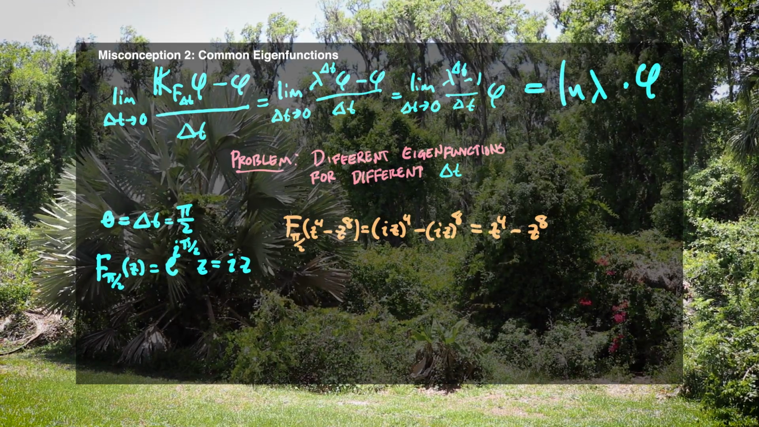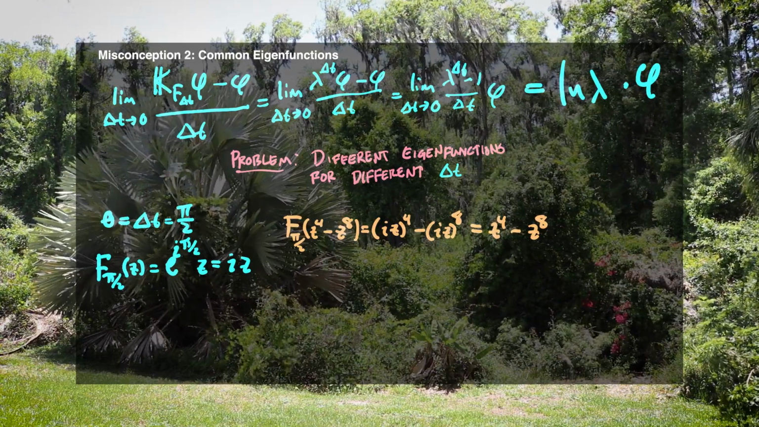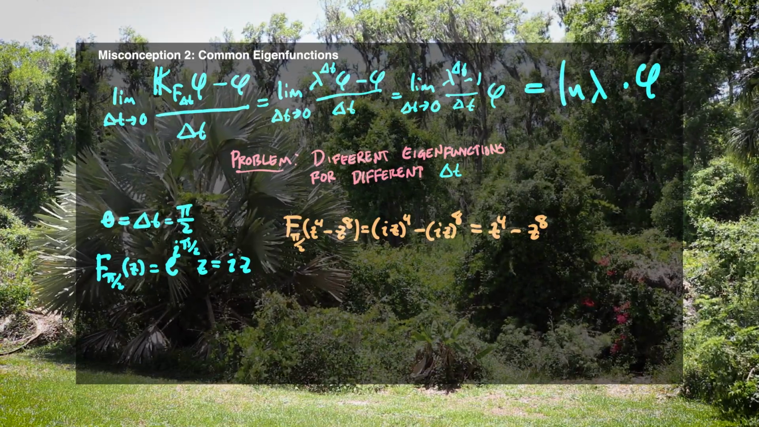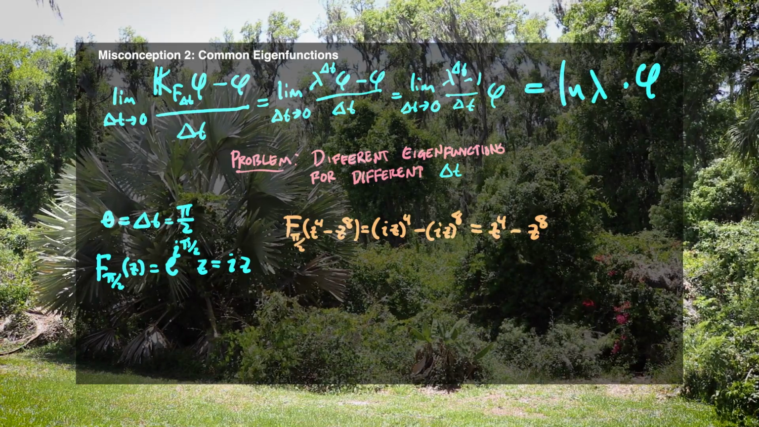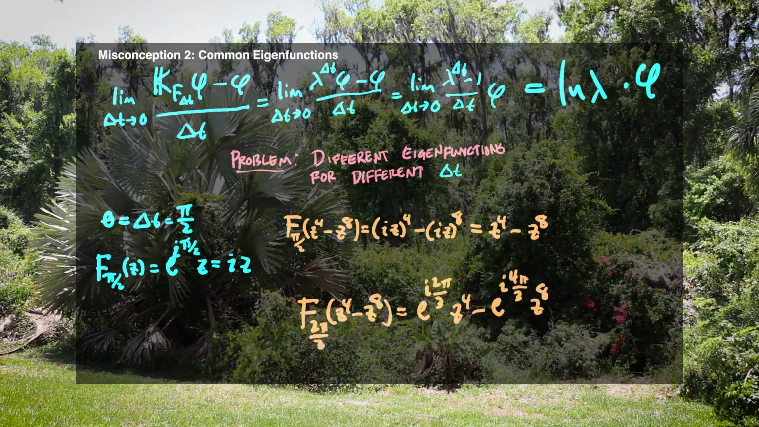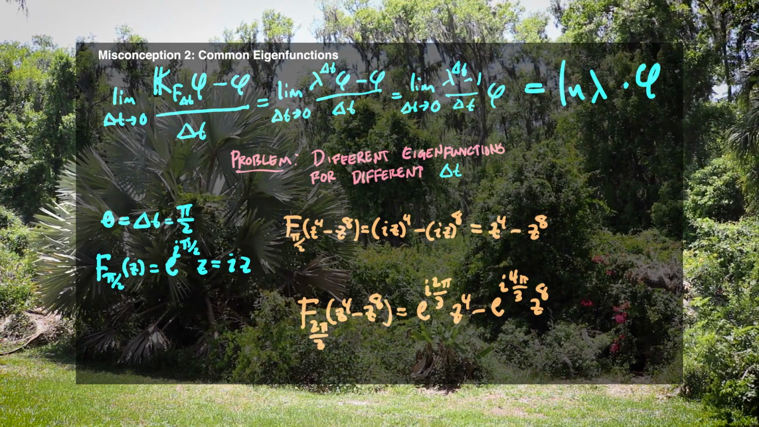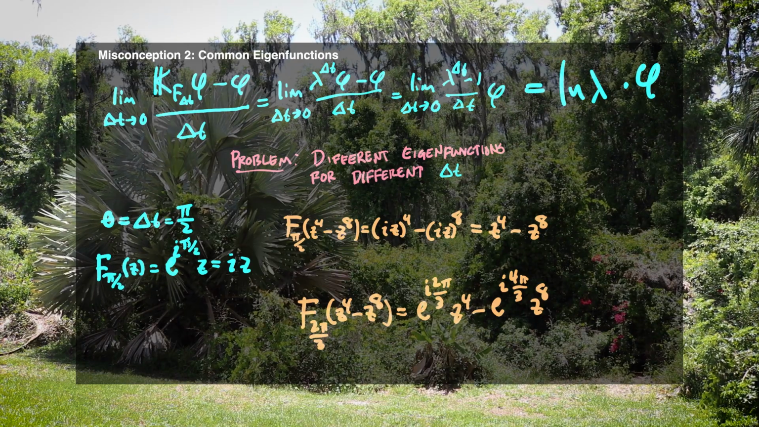Now, if I were to change the angle to be something that didn't really align with pi over 2, but something that was, say, 2 pi over 3, then I would try to plug this in, and, well, we don't get really nice, clean factoring here anymore.